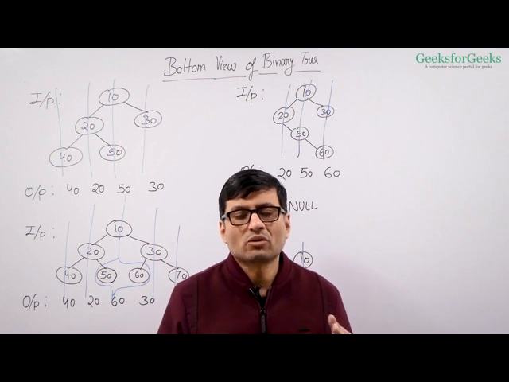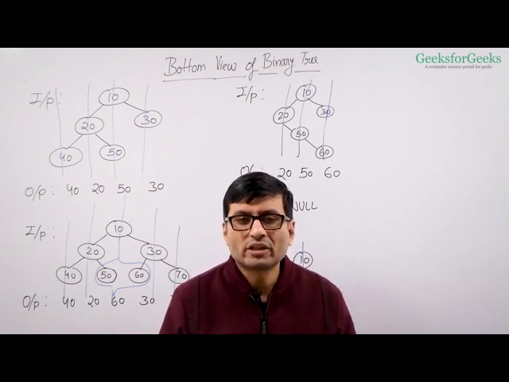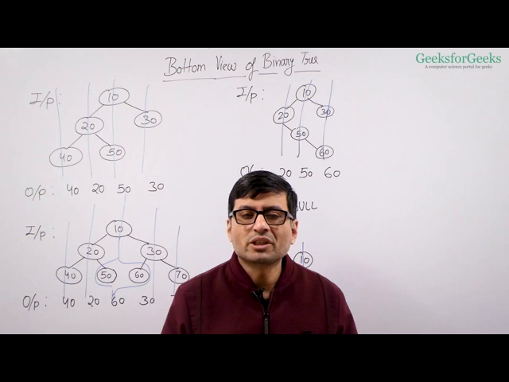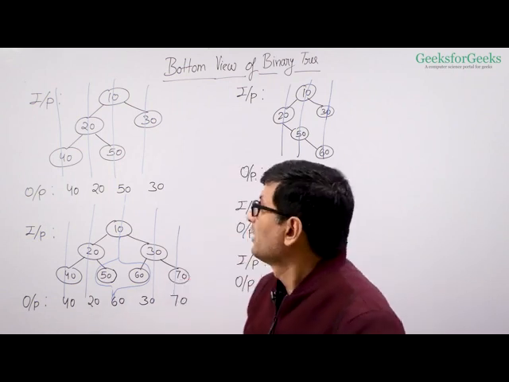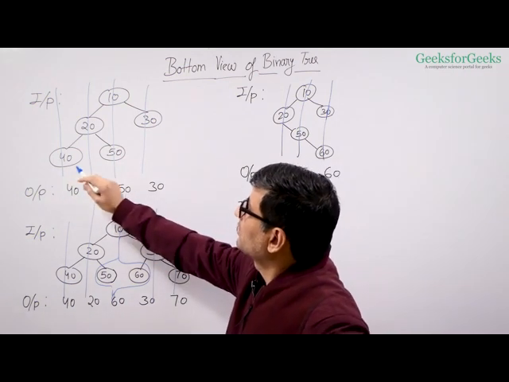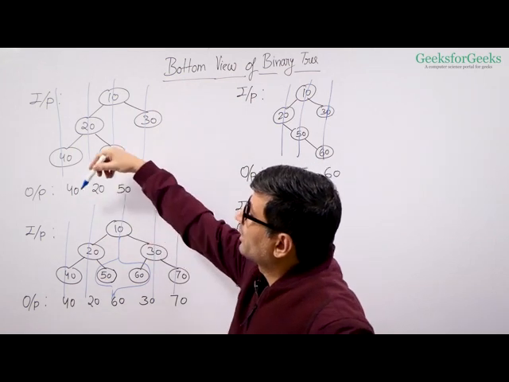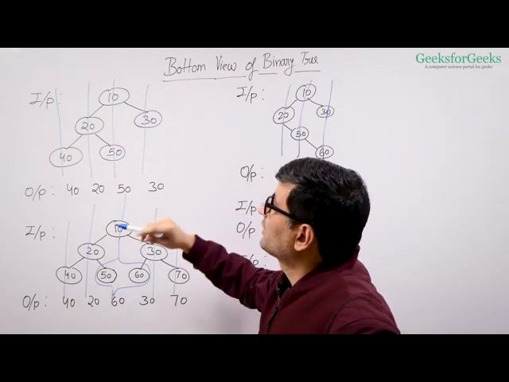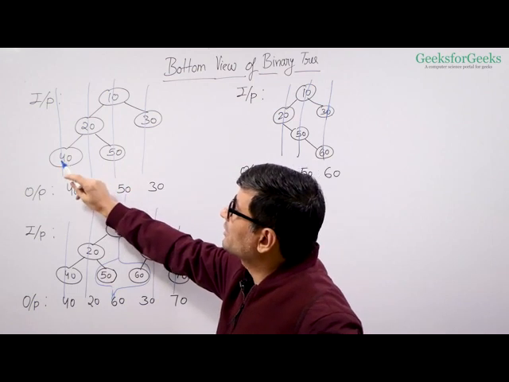And we need to consider all vertical lines from left to right. For every line, we just need to print the bottom node on this line. Now, if we see this example, we have 4 vertical lines here, one line there, and then these 2 lines. So, the bottom view of this tree is 40.